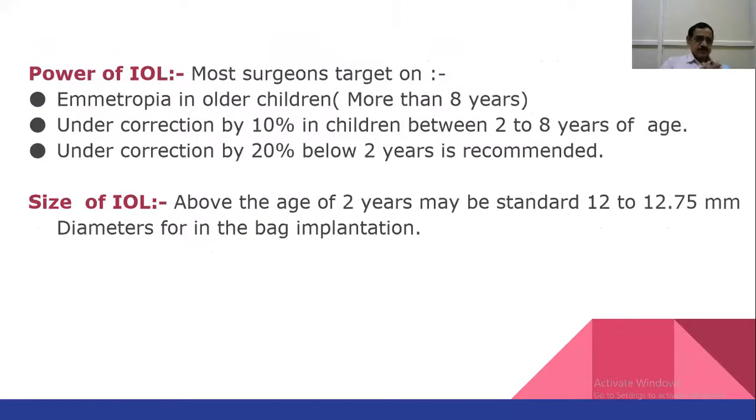Power of IOL. In children with emmetropia above 8 years, no undercorrection; under correction by 10% in children between 2 to 8 years of age; under correction by 20% below 2 years is recommended. Size of IOL. Above the age of 2 years, the standard 12 to 12.75 mm diameter may be used for in-the-bag implantation.